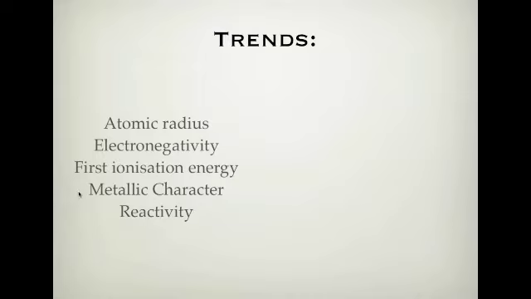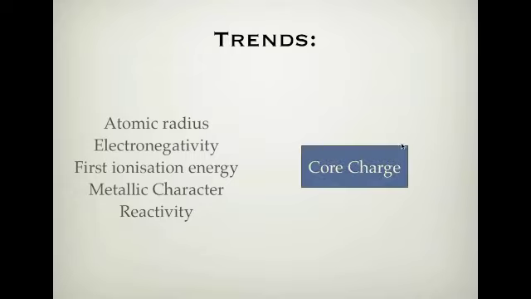Then you have metallic character, how metallic an atom acts. Does it behave as a metal? Does it behave as a non-metal? And lastly, we have the reactivity of elements. All these trends basically come down to one thing. There's one thing that explains all these trends, and that is this thing called core charge. The change in core charge across the periodic table is the reason we have periodic variation with these guys here.